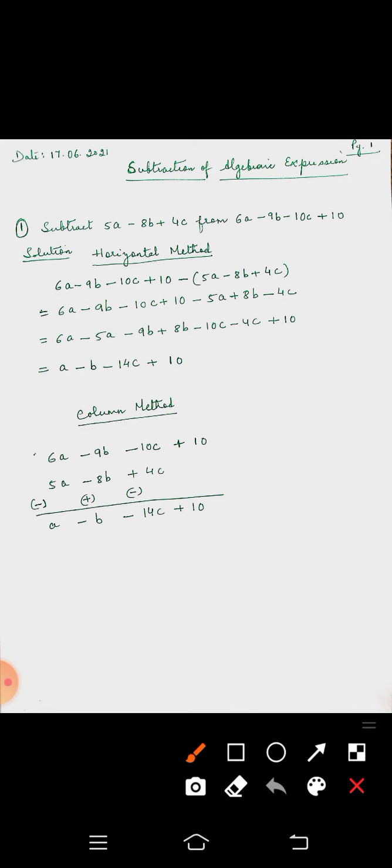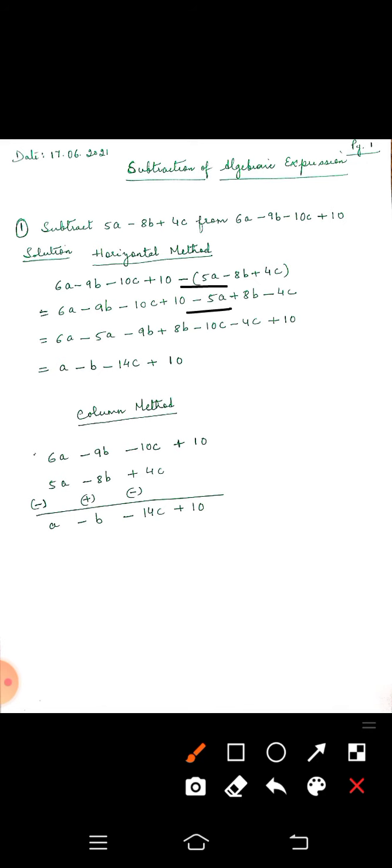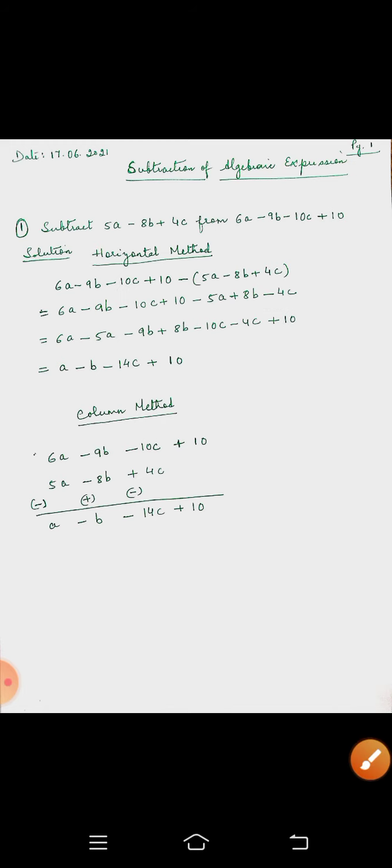In the second step, you remove the brackets and the signs automatically change. Look at how the sign has changed. Minus 5a: the 5a becomes minus 5a. Here you have minus and minus 8b, therefore minus minus becomes plus, so plus 8b. And here you have plus 4c with a minus, so minus and plus becomes minus, therefore minus 4c.